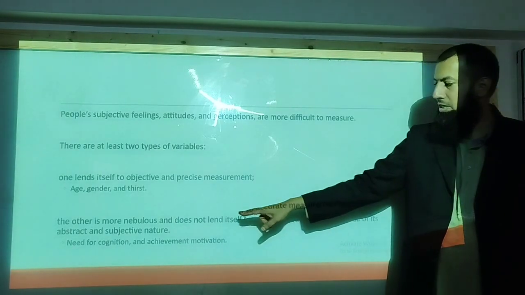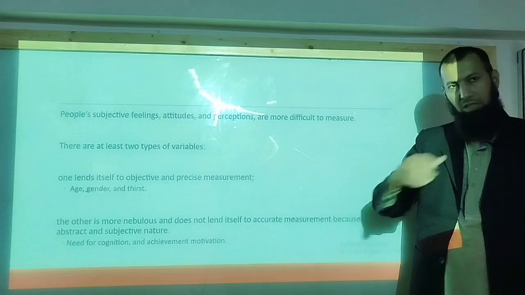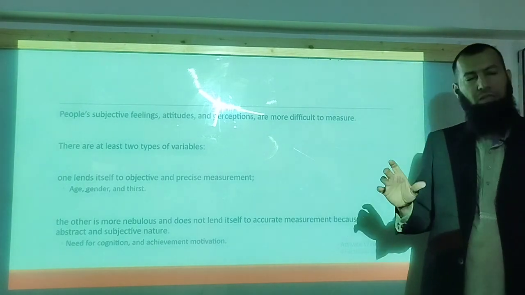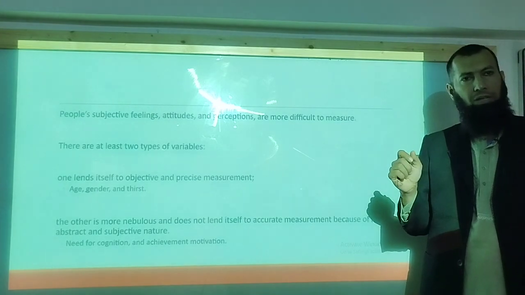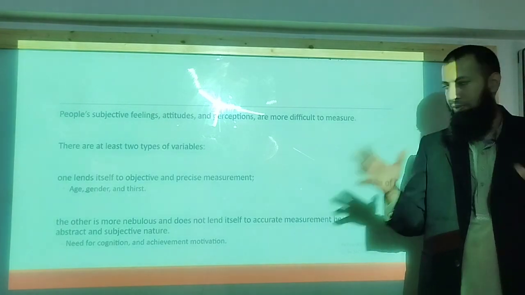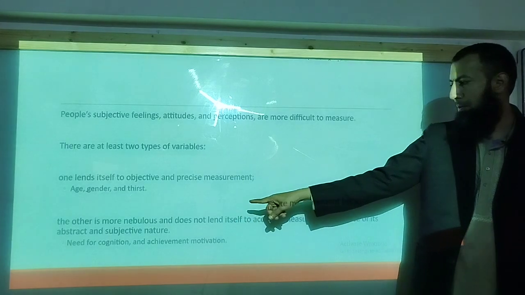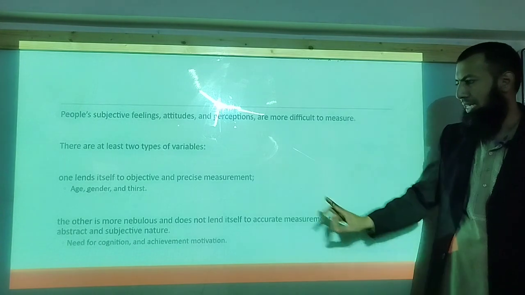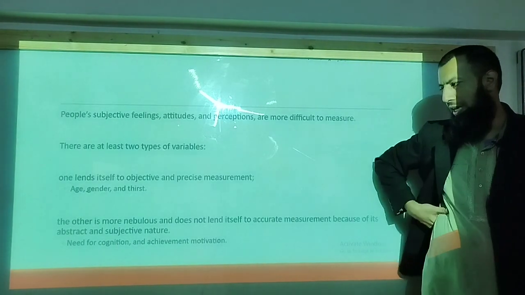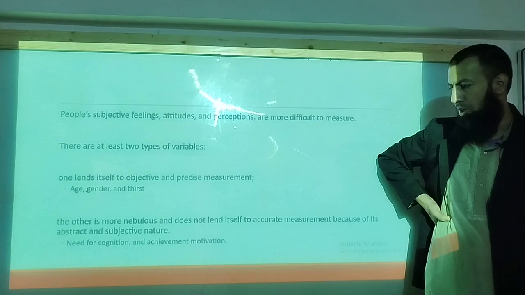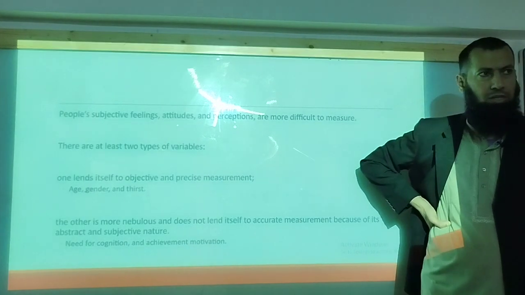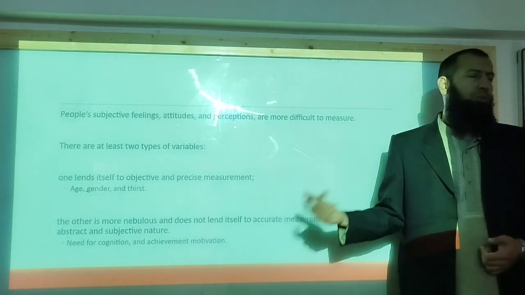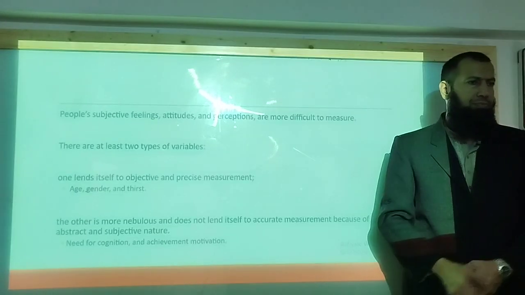The other is more nebulous. Nebulous means abstract, not a single one. It is an abstract, general concept. The other is more general and does not lend itself to accurate measurement because of its abstract and subjective nature. That is need for cognition and achievement motivation. So these are the two variables, and you can take multiple variables as well.